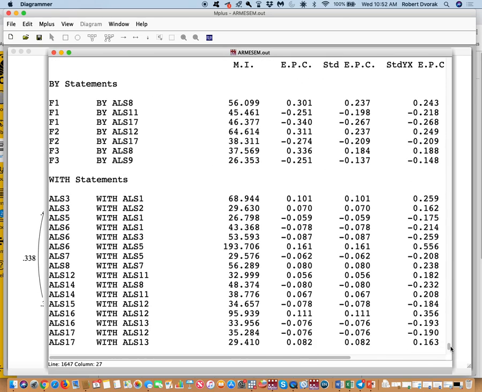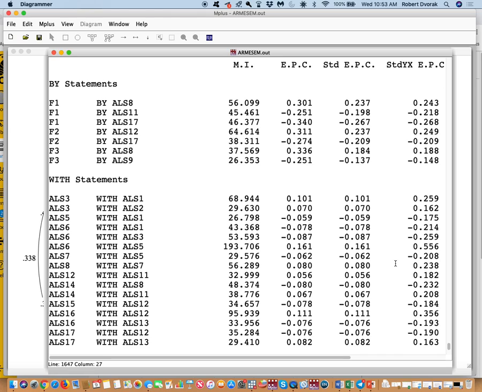Here are our modification indices. So we have some modification indices that seem, but we have a ton above 25. Do we free all of those? Do we free any of those?